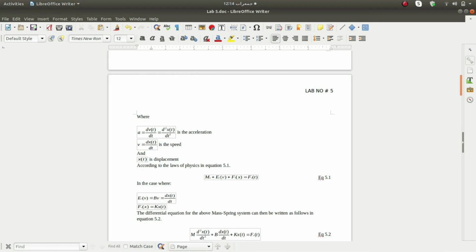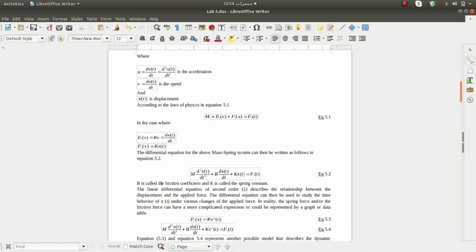So b multiplied by v, where v equals dx over dt. Here we have b as well. Then we have the spring force. Spring force will be equal to the spring constant multiplied by the displacement. Now we are going to put these values in equation 5.1.